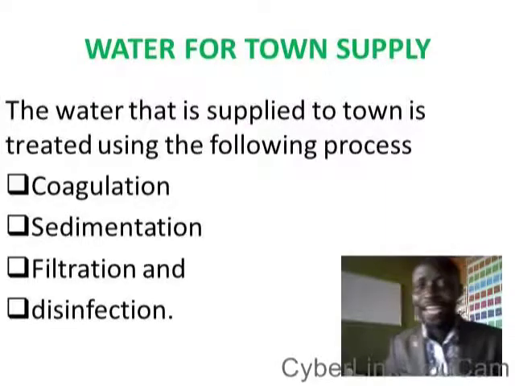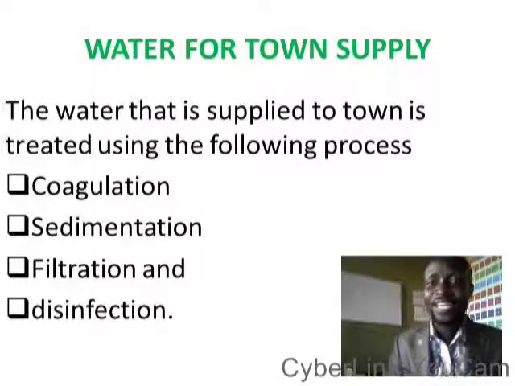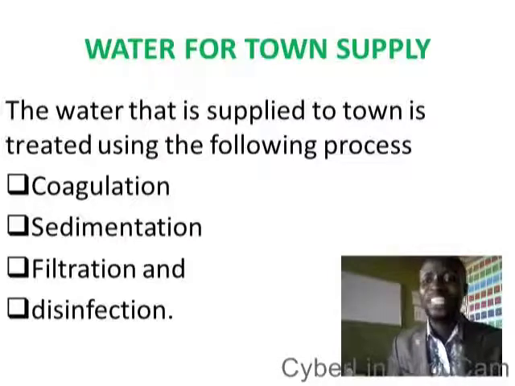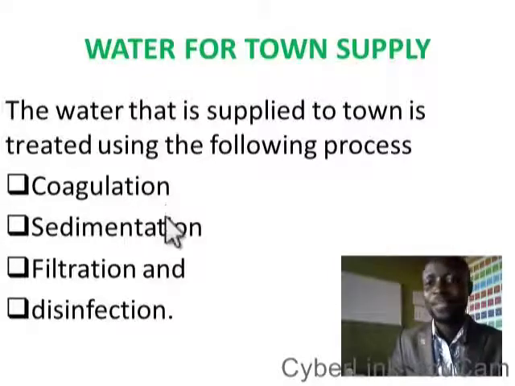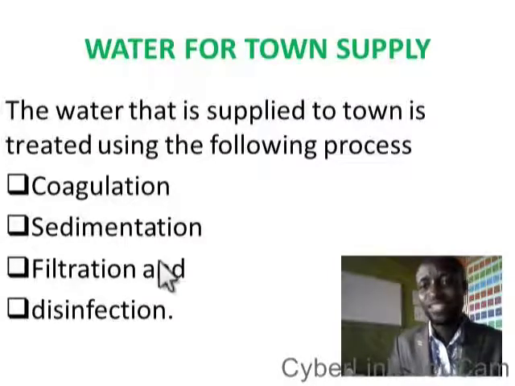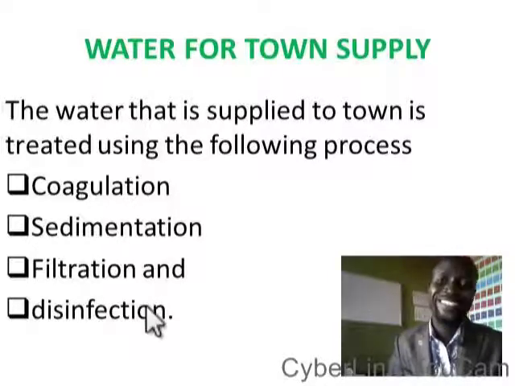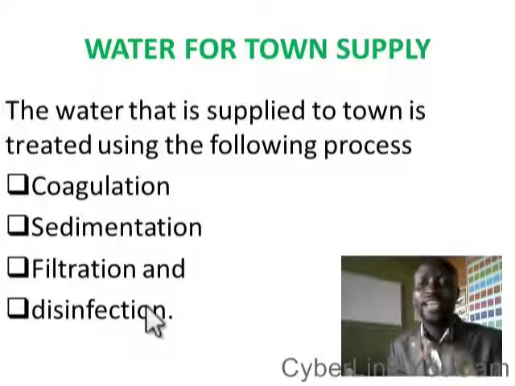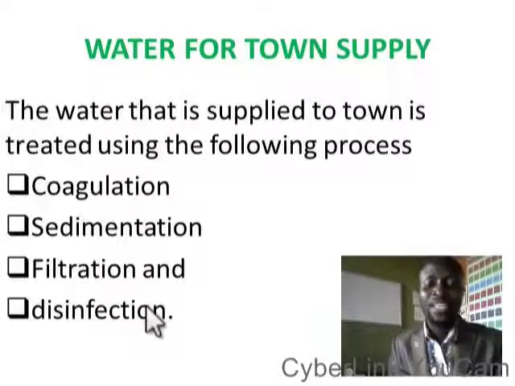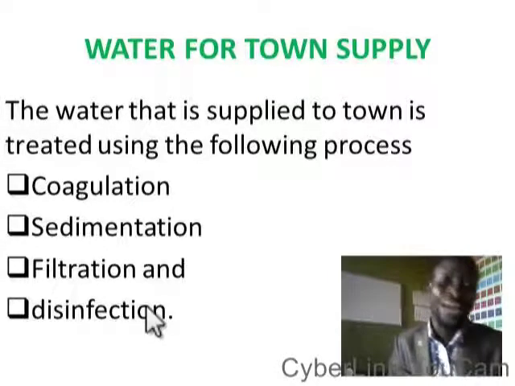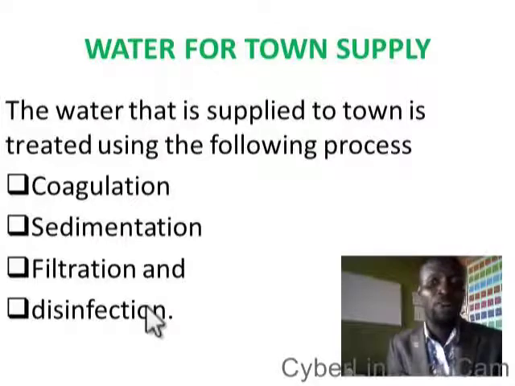Next slide. Water for town supply. The water that is supplied to town is treated using the following processes. Number one is coagulation. Number two is sedimentation. Number three is filtration. Number four is disinfection. Take note, what are the processes involved in the treatment of water that is expected to be supplied to town? Number one, coagulation. Number two, sedimentation. Number three, filtration. Number four, disinfection.